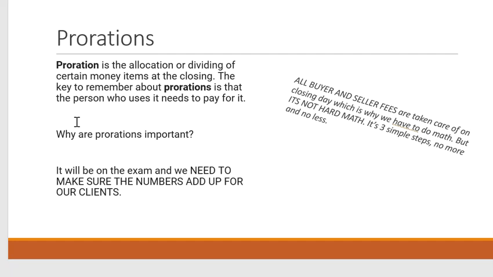We have to do prorations because on closing day, you're not closing on the first or last day of the year. You have to figure out who owes who what, so on closing day, everything is a done deal on that day. You can't go chase down a seller and say, hey, you owe me for the last 12 days of the HOA fees for the last month before closing day. All of this is taken care of on closing day, which is why we have to do the math. But it's not hard math. It's 3 simple steps, no more and no less.